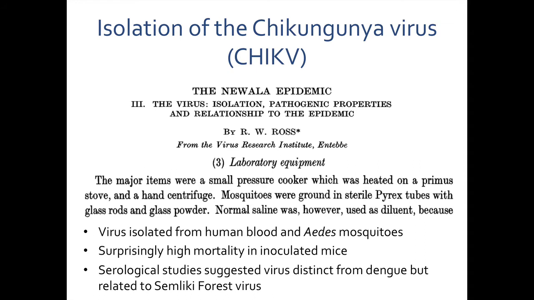The virus was finally isolated, and we heard beautiful descriptions of modern next-generation sequencing in the previous session, and I'd just like to highlight that the items used in this piece of research were a small pressure cooker, a primus stove, and a hand centrifuge. And he does point out a little bit later that some of the Pyrex tubes were labelled with elastoplast so that they could number them according to the mosquitoes they isolated them from.